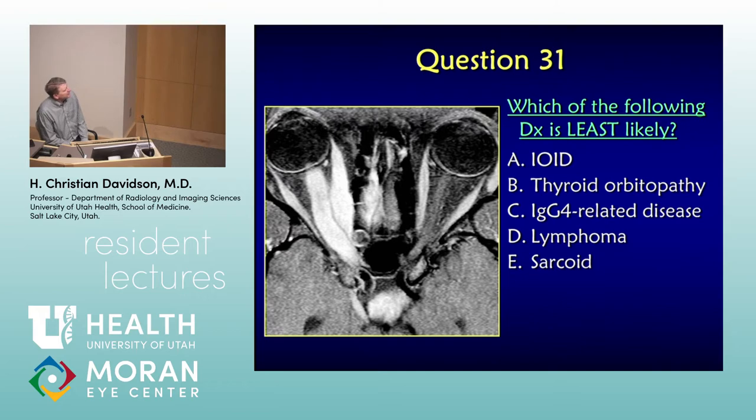Which of the following, in this T1 post-contrast image, which of the following diagnoses is least likely? Idiopathic orbital inflammatory disease, thyroid orbitopathy, IgG4-related disease, lymphoma, or sarcoid? And again, this is a post-contrast T1 with fat suppression.